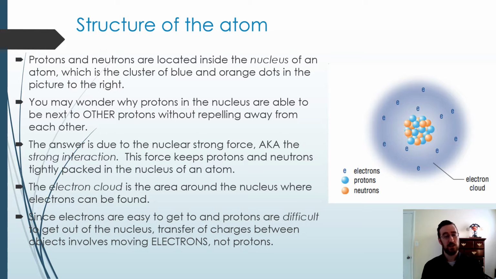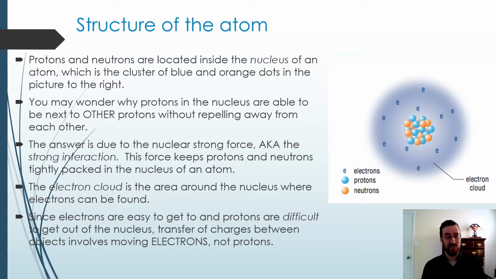The electron cloud is the area around the nucleus where electrons can be found. They don't orbit the nucleus like planets around a star, but they do clump together in energy levels, S, P, D, and F, which you may have learned about in chemistry. I don't think we really have to get into that though for this class.